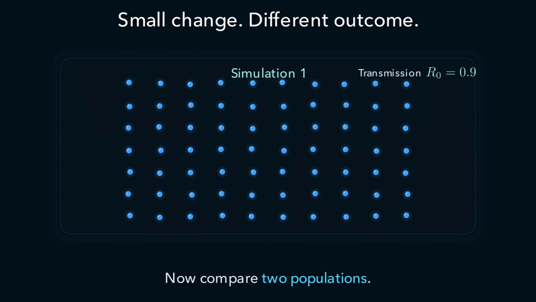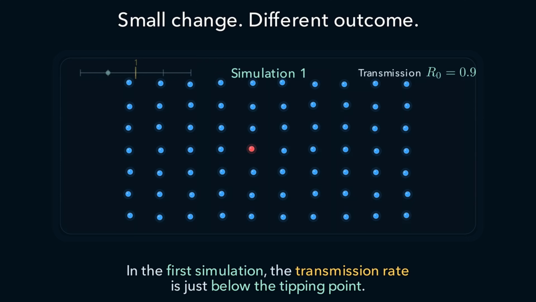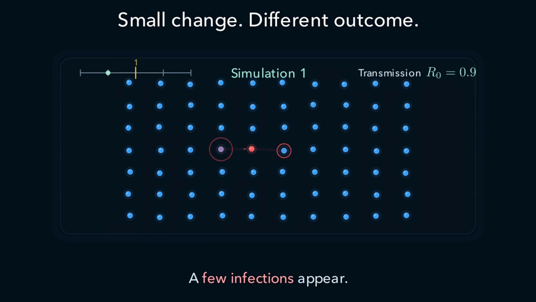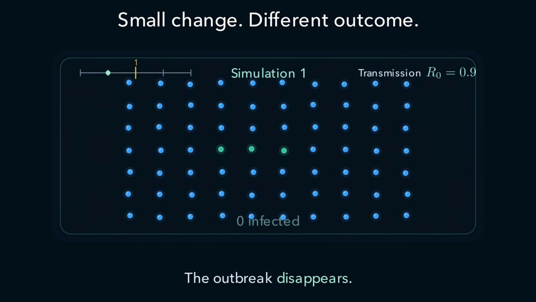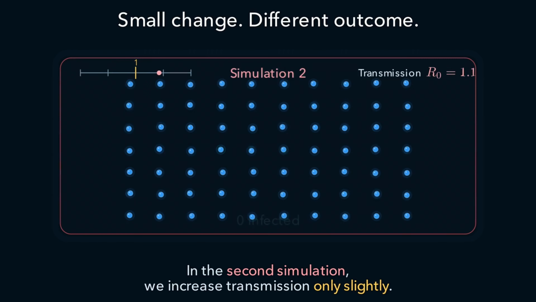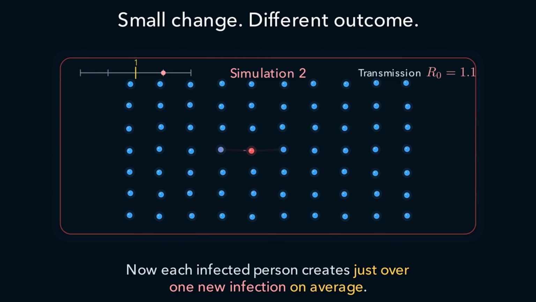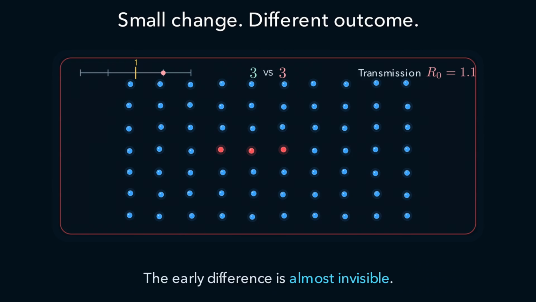Now, let's compare two populations. Both begin with one infected person. In the first simulation, the transmission rate is just below the tipping point. A few infections appear, but recoveries catch up. The outbreak disappears. In the second simulation, we increase transmission only slightly. Now, each infected person creates just over one new infection on average. The early difference is almost invisible.